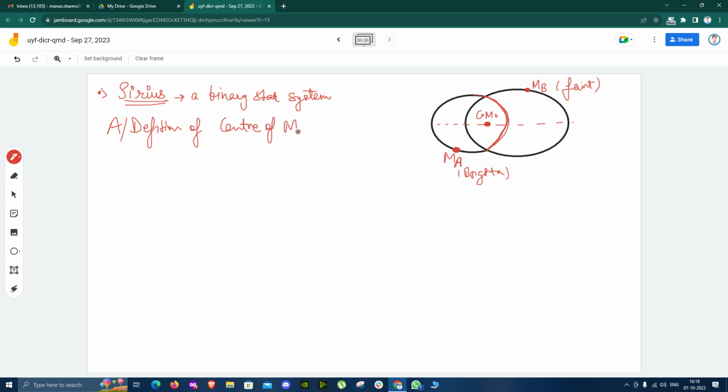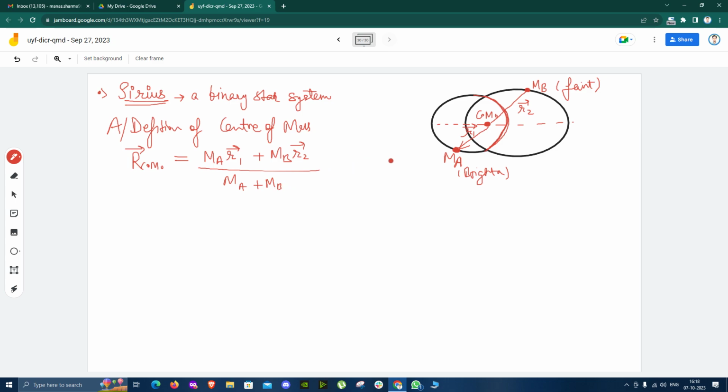Center of mass. The position vector for the center of mass of these two stars, Sirius A and B, let's say R1 and R2 are the position vectors from the origin. So it is (MA R1 vector plus MB R2 vector) divided by (MA plus MB). So this is the center of mass.